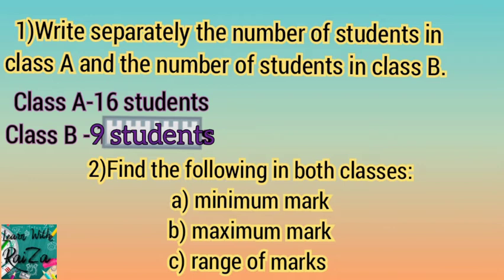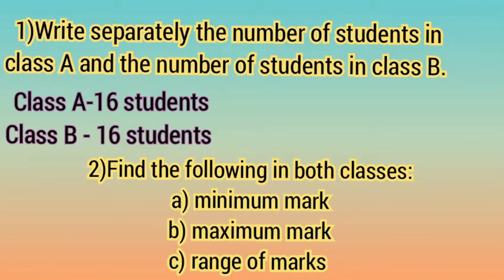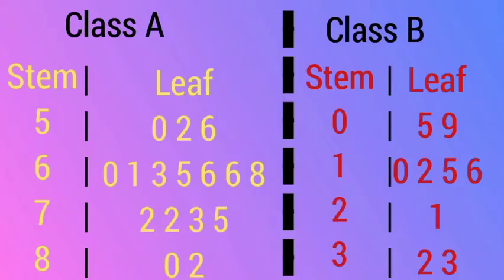So now let's again go into the diagram. What is the maximum mark of class A? Yes, the last one, 82. What about class B? 33. And what about the minimum mark of class A? 50. Class B? Yes, 5.